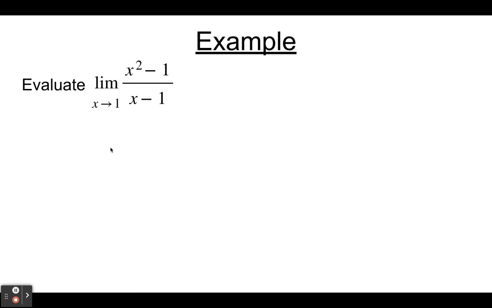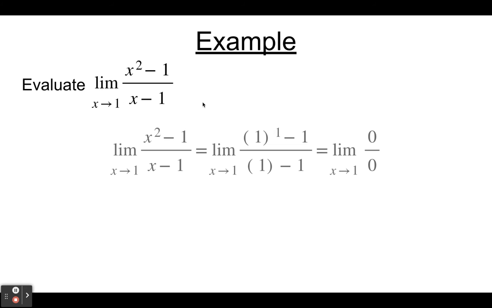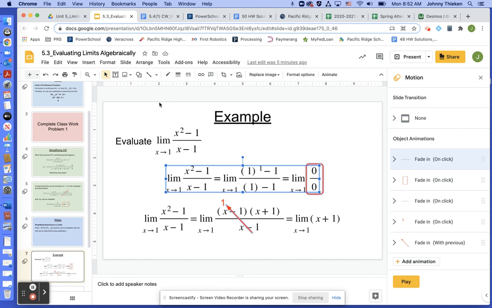All right, so let's try this. Here I want to do the limit of x squared minus 1 all over x minus 1, specifically as x approaches 1. Well, let's try substitution first. Let's put in 1. So this should be a squared, so 1 squared. Let me fix that real fast. That'll be a math type.